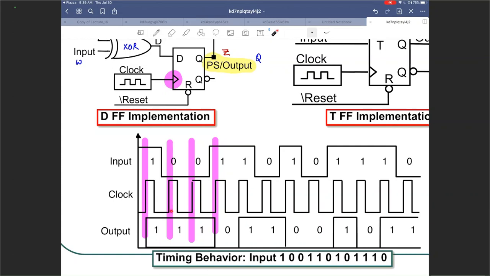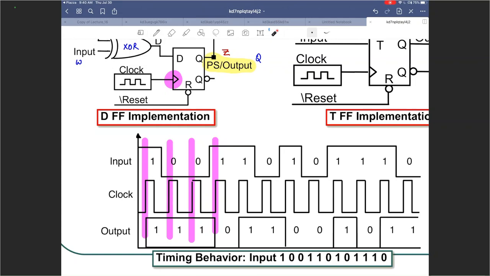The next positive edge, your input is 0. So that means you are still at odd parity. Output is 1. The next positive edge, your input is 0. Still odd parity. Output is 1. The next positive edge, input is 1. That means now you have two 1s. Even parity, it becomes 0. And so on. All right, so that's essentially how we have sketched an arbitrary input, clock, and output to show the behavior of this odd parity checker finite state machine.